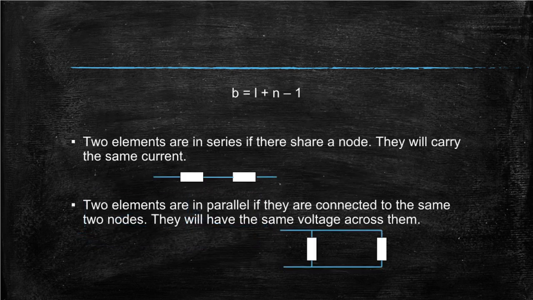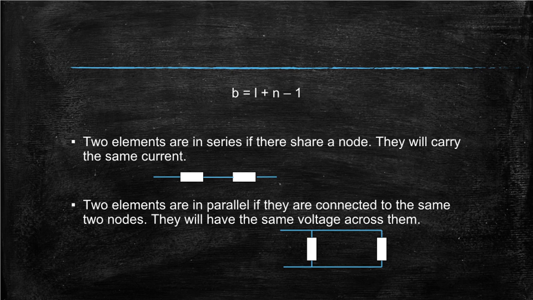A circuit with B branches, L loops and N nodes follows this fundamental theorem: number of loops plus number of nodes minus 1 equals the number of branches. In a circuit, elements can be connected in series or parallel. 2 elements are in series if they share a node.